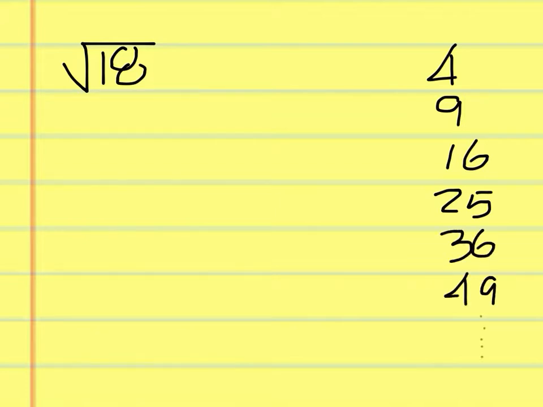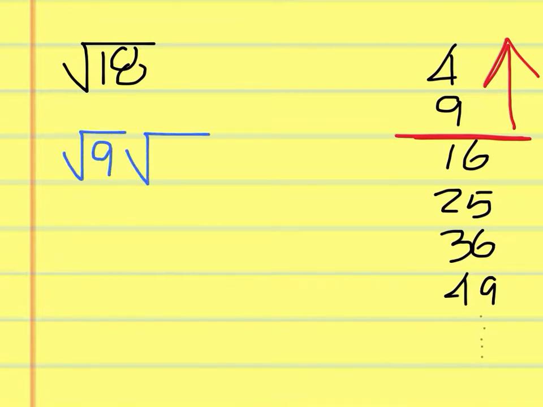Half of 18 is 9. So find 9. Where would 9 go over here? And there it is. So these are your possibilities, 9 and 4. You always want the highest perfect square that goes into the number under the square root sign. Does 9 divide into it evenly? Yes. So what would I multiply 9 by to get 18?